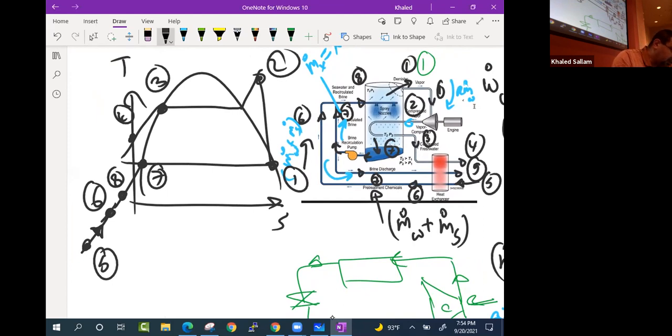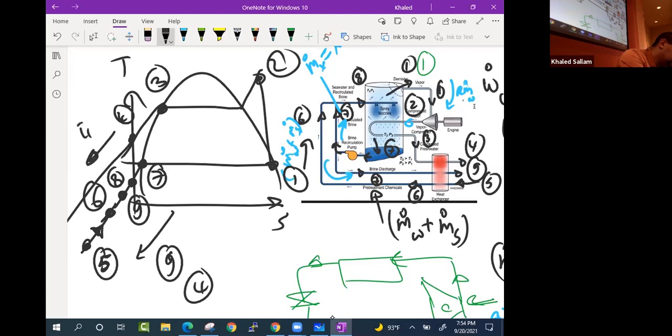Now, what happened to 7? 7 gets cooled in the heat exchanger to become 9. 9 could be anywhere. It depends on how much cooling happened to it, but 9 could be like this. I mean, ideally, you would like to bring 9 all the way down, right? Just like you would like to bring 4 also all the way down. So 4 and 9 should go down, but they cannot get any colder than 5.